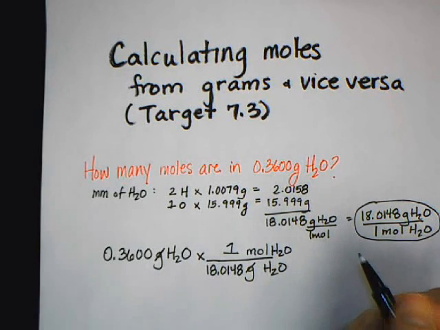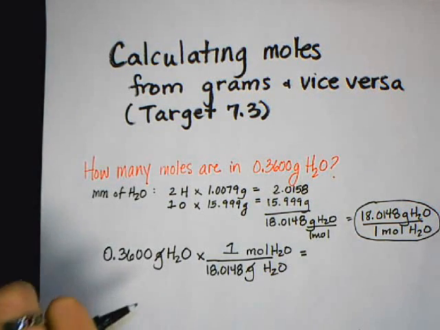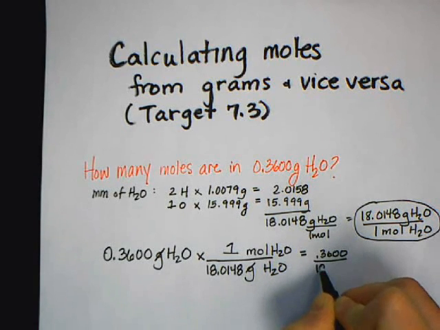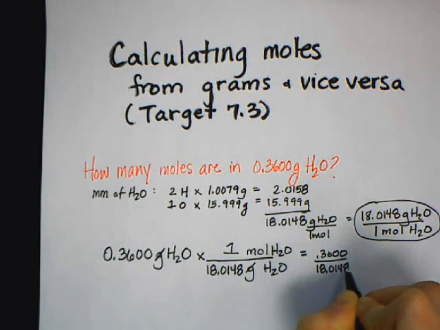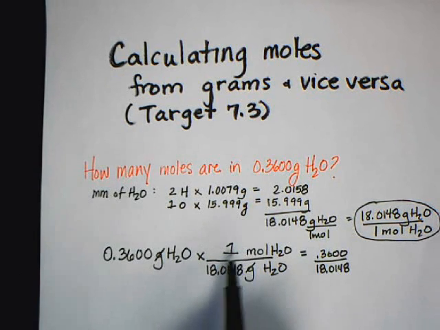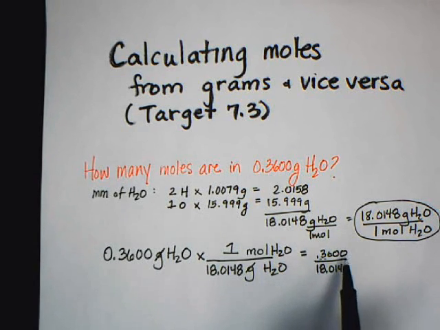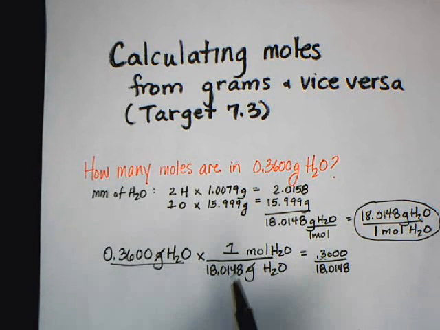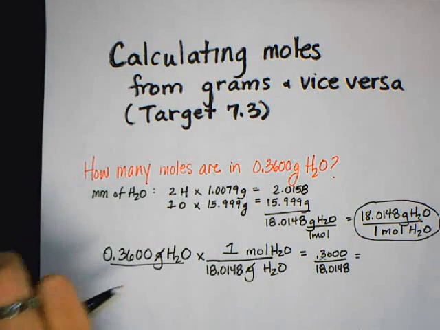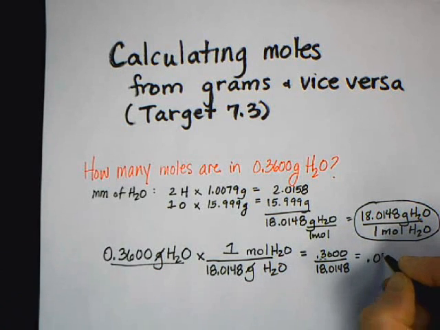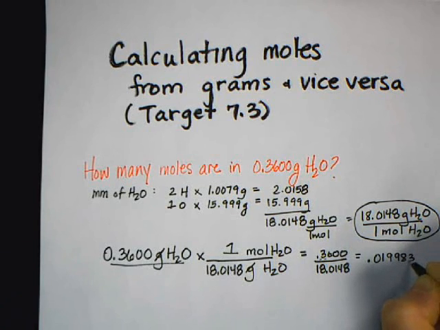And then we'll calculate that as 0.3600 divided by 18.0148. Alright, so we're going to do everything in the top divided by everything in the bottom. So 0.3600 times 1 is 0.3600 divided by 18.0148. And the calculator answer we get is 0.019983567 or 69. But obviously you can't leave it like that.